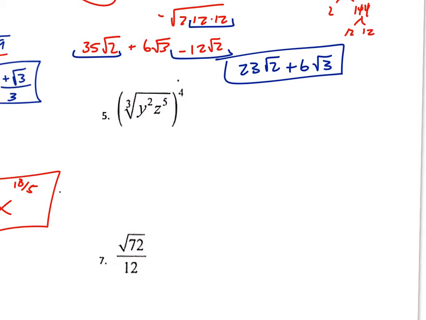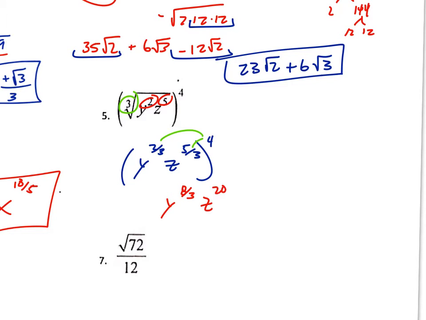Moving right along, it's the same type of problem for number 5. My index is going to be 3. My powers are 2 and 5. So if I rewrite this now, I'm going to have y to the 2/3 and then z to the 5/3, all raised to the 4th power. And again, we're going to multiply our powers together. So my final answer would be y to the 8/3 and z to the 20/3.